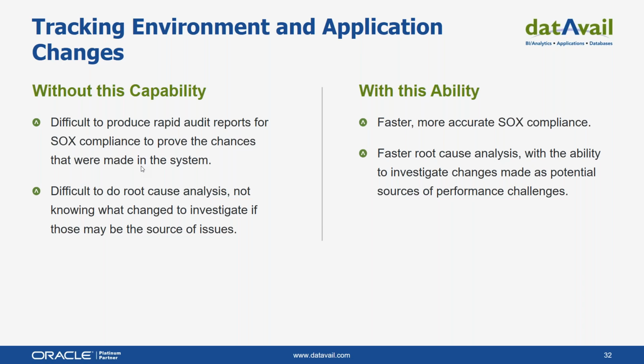And it's also difficult to do root cause analysis if you don't know what changed, to investigate what may be the root cause of a problem. So for instance, your performance was fine yesterday. All of a sudden today, everyone's having a difficult time getting their reports run. The first thing everybody asks is what changed? Well, if you can't tell for a fact, then it's a bunch of guesswork. But if you can go back and say, you know what, someone changed this rule, someone changed this metadata, could that possibly be the root cause? So they have a chance to start to investigate that. Maybe it is, maybe it isn't, but at least you have a starting point. So with the ability to track changes, you get faster, more accurate SOX compliance, and faster root cause analysis by investigating these things.